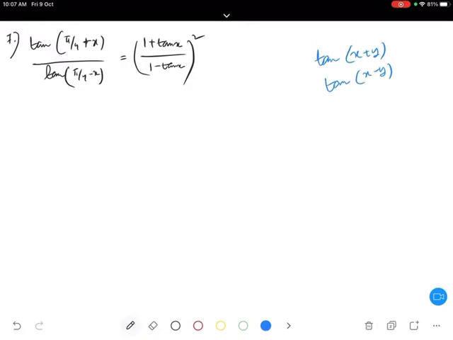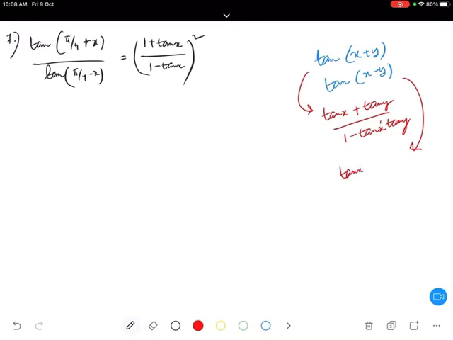So tan x plus y, we know the formula. What is the formula of tan x plus y? It is tan x plus tan y divided by 1 minus tan x tan y. And what is the formula of tan x minus y? It is just formulas. It is tan x minus tan y divided by 1 plus tan x tan y, right?